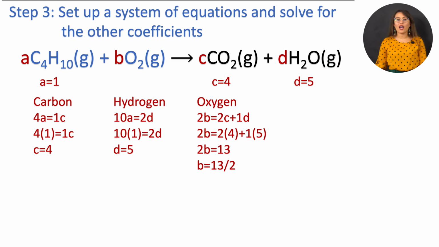Last, we need to solve for oxygen. Keep in mind, we need to add up all the atoms that are the same. This equation will be 2B is equal to 2C plus 1D. The reason why we are adding is because oxygen is present in 2 different chemical formulas on the right-hand side, so we must add them. Keep in mind, we have already solved for the variables C and D, and all we need to do is plug those variables in and solve for B, which ends up equaling 13 over 2.